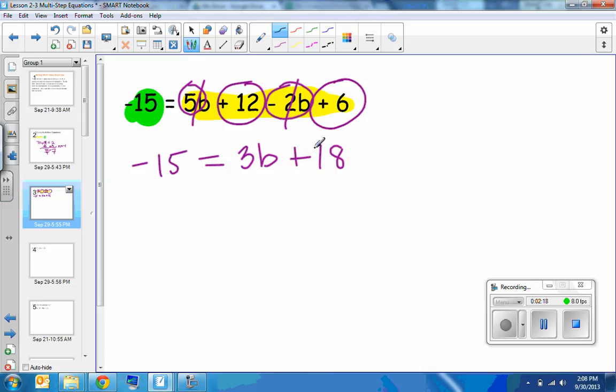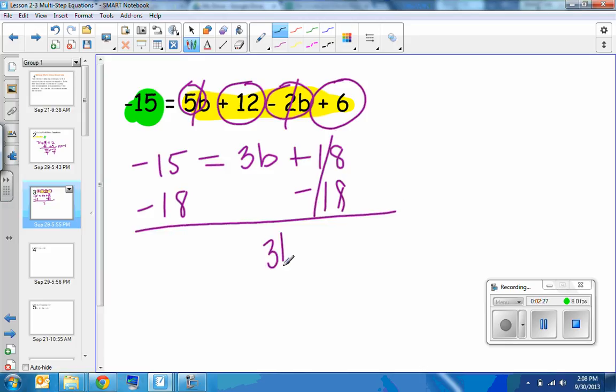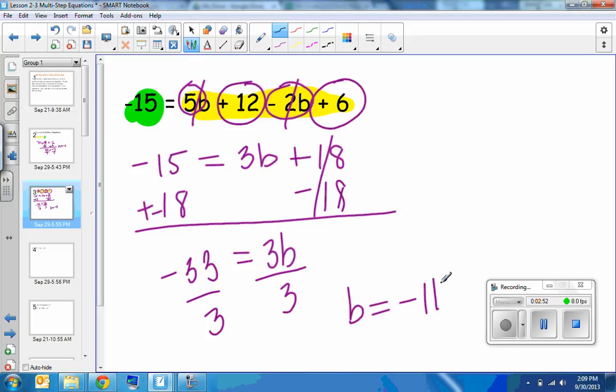Now I have a two-step. Opposite of adding is subtracting. So I'm going to subtract 18 from both sides. Cancels out. I bring down my 3b. I'm going to keep, flip, change, and you can use your calculator. So negative 15 plus a negative 18 is a negative 33. Opposite of multiplying is dividing, and a negative 33 divided by a positive 3 is a negative 11. If I take my negative 11 and plug it in for b, I should get an answer of negative 15. Notice I'm showing all my work to keep my steps clear.